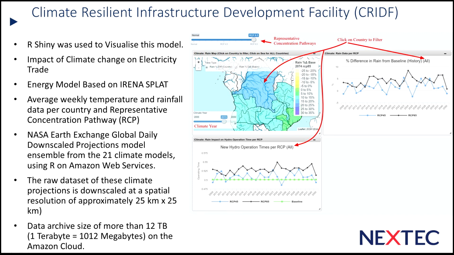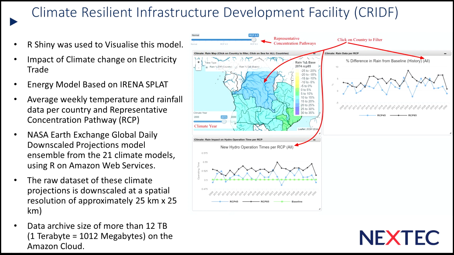The example came from work done for the Climate Resilient Infrastructure Development Fund, that is CREDIF. It asked us to model the impact of climate change on electricity trade for the SADC pool over a period from 2010 to 2050. A regional planning model with multiple scenarios was constructed, where the interaction between climate and load, and climate and hydro generation capacity, was modeled. The least cost energy transfer model was based upon IRENA-SPLAT.